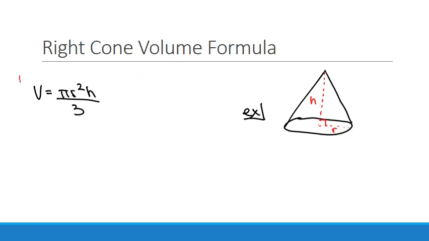All right, so the right cone volume formula. You can see it's right here. The volume of a cone is equal to pi times r squared times h divided by 3. Pi is 3.14. R squared, remember r is your radius, and the h is the height of the cone. Reminder that cones also have a slant height, so that could come into play sometime as well.